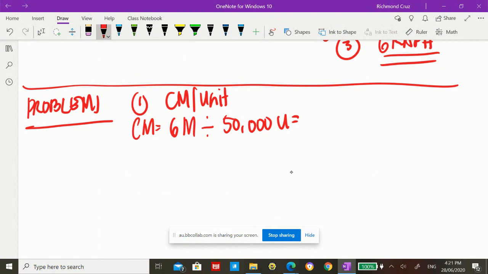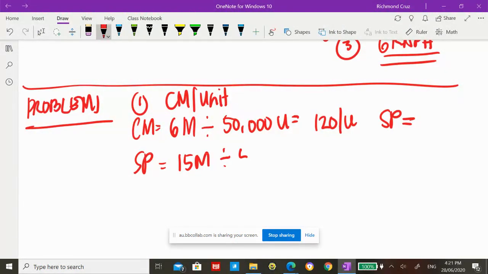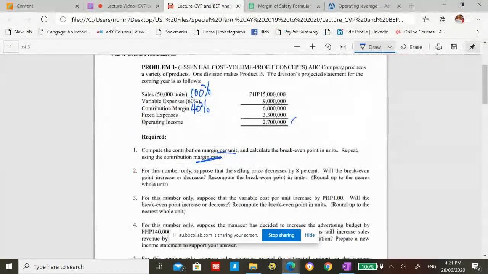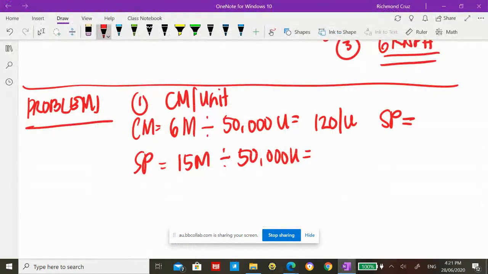So, lalabas, this is 120 per unit. If you don't want that, you can get the selling price. To compute the selling price, I divide the 15 million by 50,000 units. So 15 million divided by 50,000, that is 300. So 300 per unit.